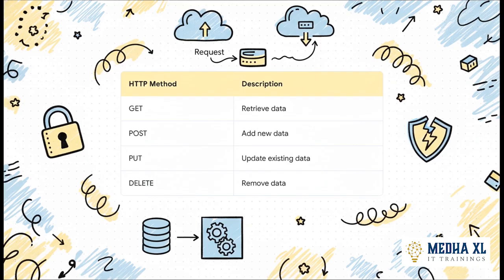GET is for fetching information. POST is for creating something new. PUT is for updating what's already there. And DELETE, well, that one's pretty obvious. These four actions are the foundation of basically everything you do online.